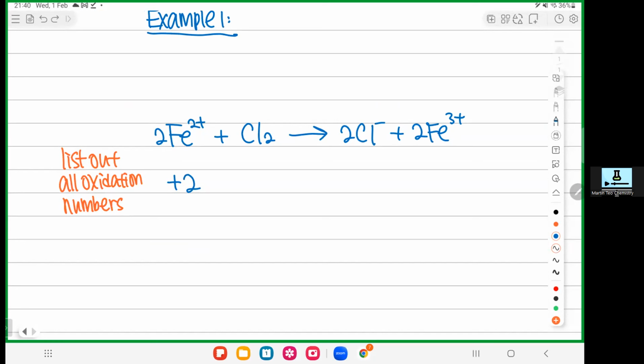All right. So not 0. Why is not 0? Because you got charged. When you got charged, you are ion. When you are ion, the oxidation number must follow back the charge. Okay? All right, next one. What is the oxidation number for the chlorine here? What is the oxidation number for the chlorine here?